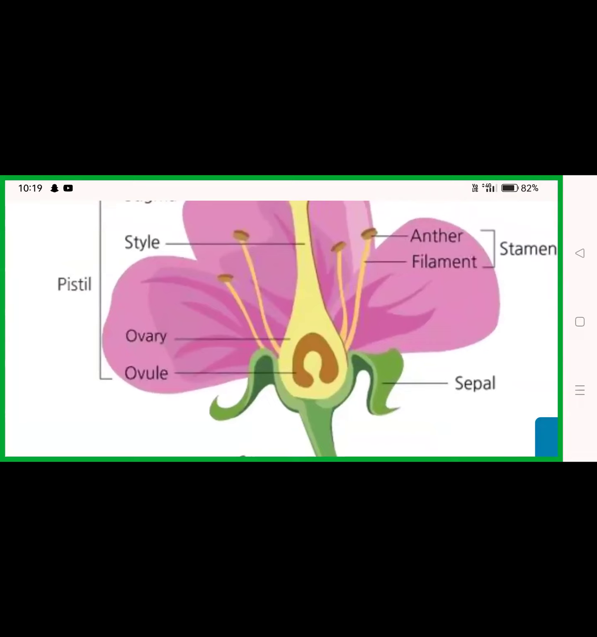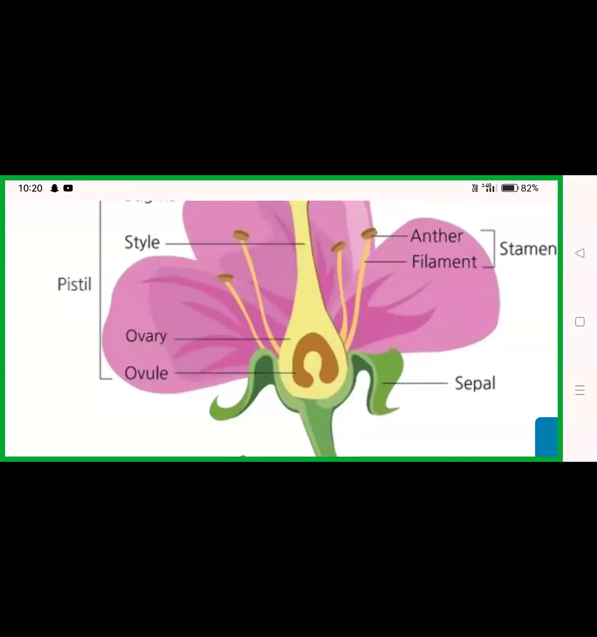In the majority of angiosperms, the anthers are bilobed or dithecous. Each anther lobe consists of two pollen sacs. So that means bilobed or dithecous. Each lobe consists of two pollen sacs or microsporangia. Pollen grains or microspores are produced inside the microsporangium.